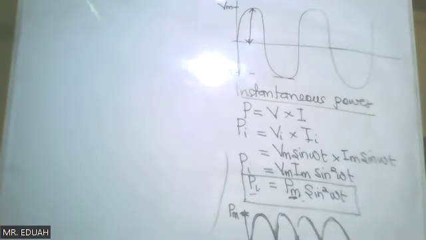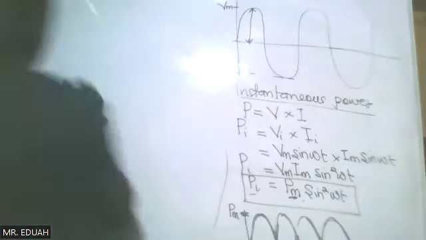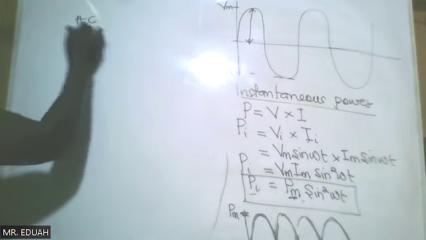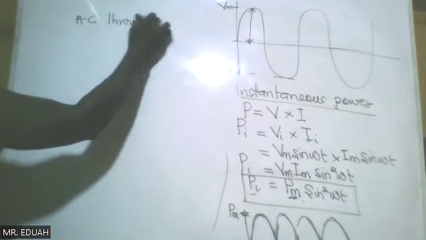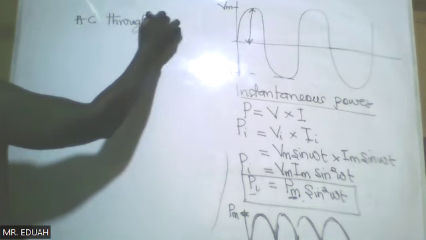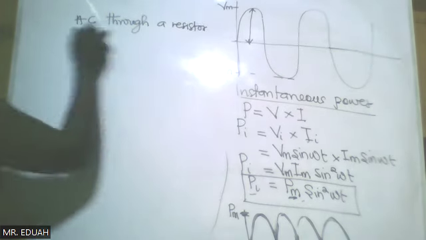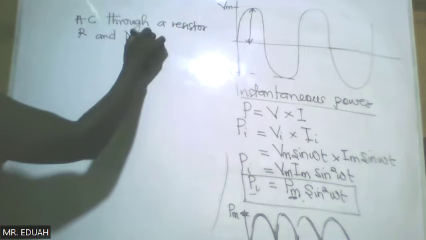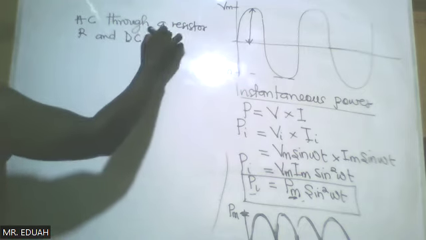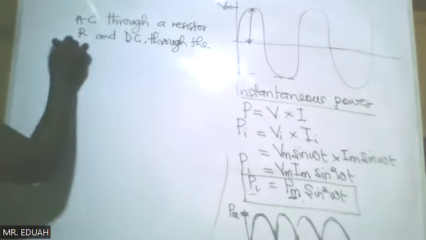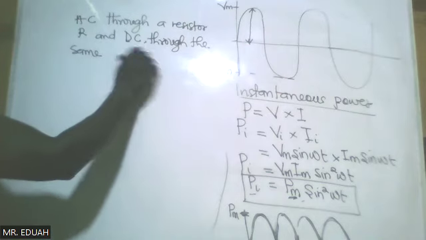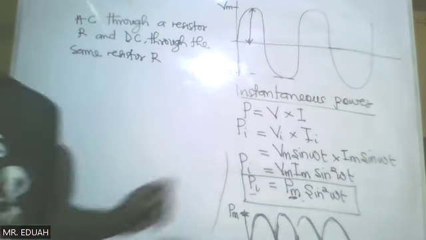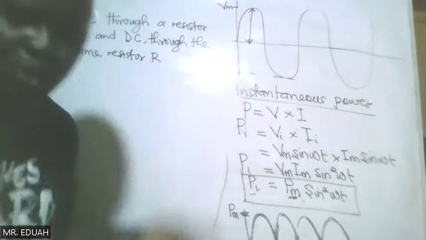So here, what we do is that we pass a certain value of AC through a resistor R, and do the same thing for DC through the same value of resistor, the same magnitude of resistor, or through the same resistor R, and compare the heating effects both will produce.